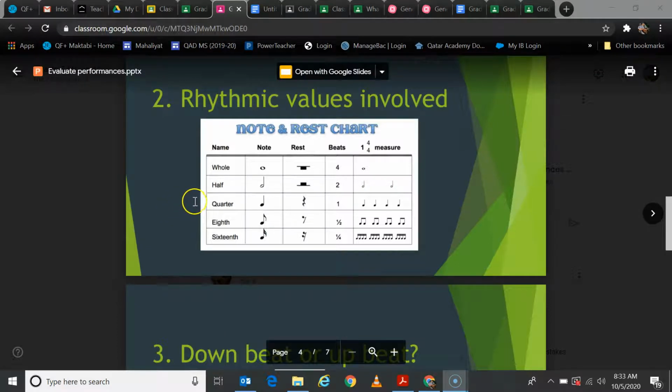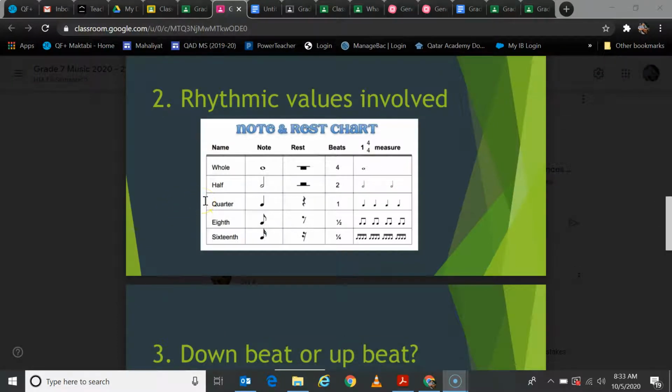Just as a side note, remember that I mentioned this before, we're going to focus only on quarter notes and 8th notes in the class. So for this particular activity, we're only going to use quarter notes and 8th notes. We're not going to use any of the others.